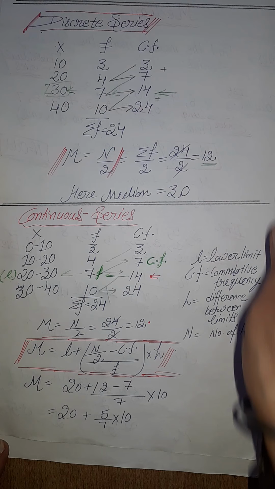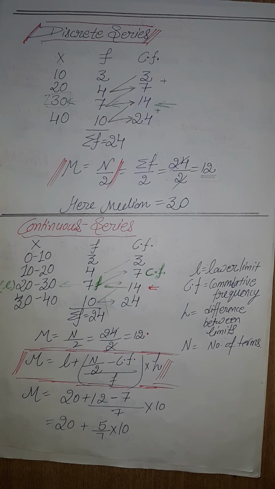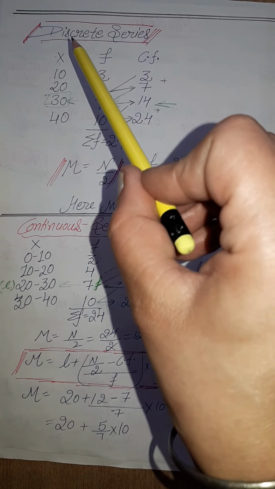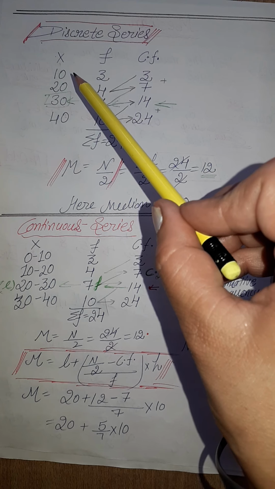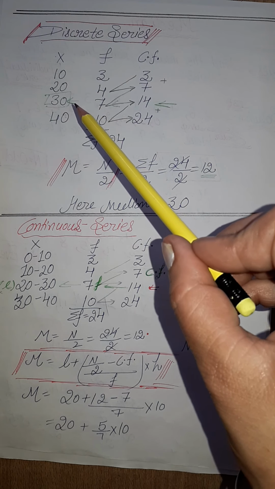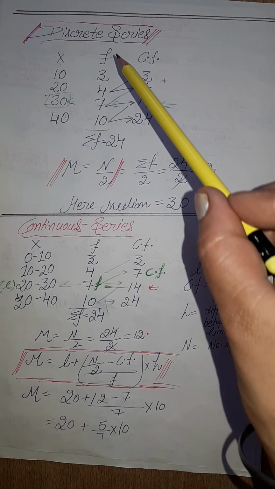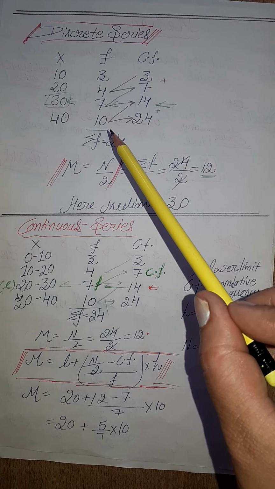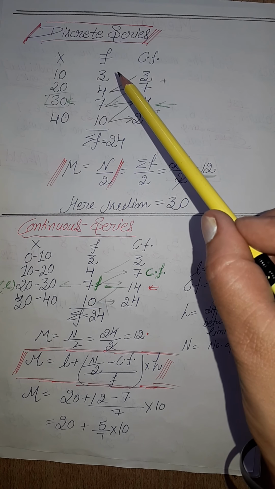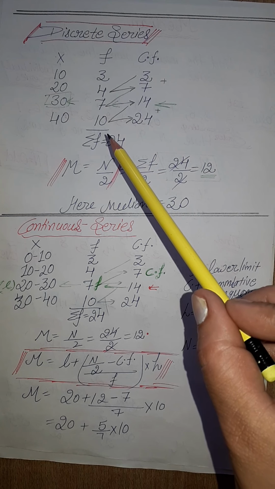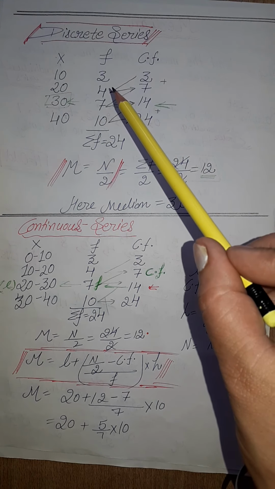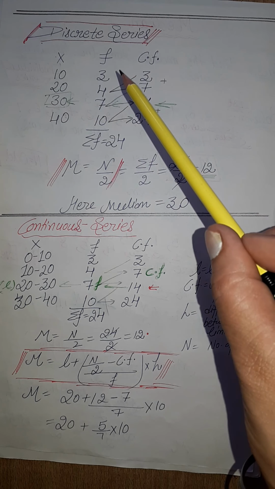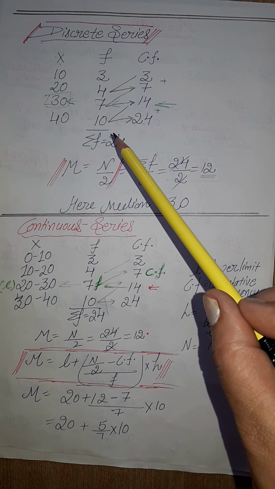Now, we see the median in discrete series. You can see here, in the discrete series, we have terms in this manner. We have the column of x, in which we take the numbers 10, 20, 30, 40, and we have a frequency column also. And in this column, you have these type of numbers. In discrete series, we have two columns. One of x and the other one is frequency column.